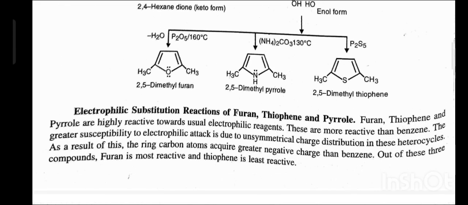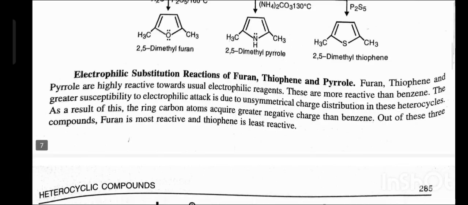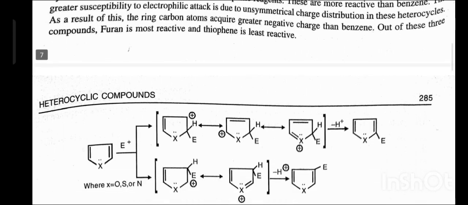Electrophilic substitution reaction of furan, thiophene, pyrrole. Furan, thiophene, and pyrrole are highly reactive toward usual electrophilic reagents. These are more reactive than benzene. The greater susceptibility to electrophilic attack is due to the unsymmetrical charge distribution in these heterocycles. As a result, the ring carbon atoms acquire greater negative charge than benzene. Out of these three compounds, pyrrole is the most reactive, followed by furan, and thiophene is the least reactive.